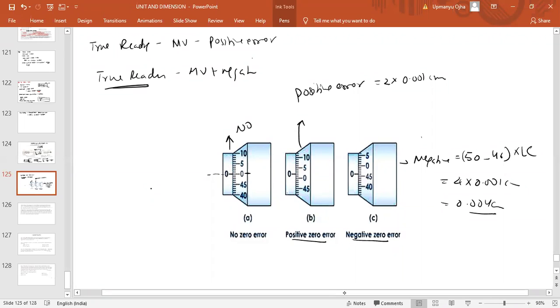Okay, I hope you understand screw gauge. So I think you don't have any doubt.